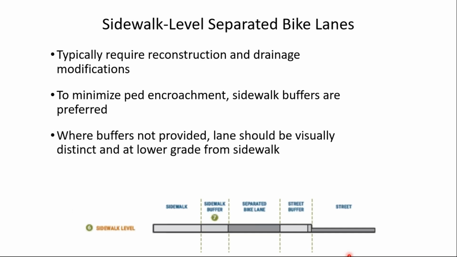So here's sidewalk level separated bike lanes. Notice here's the street over here on the right with the curb, and then the street buffer, and then the bike lane is at sidewalk level, and then the sidewalk is here. And so there needs to be some sort of sidewalk buffer, or as I said, some way so that the visually impaired know when they're moving from the sidewalk to the bike lane, to keep them on the sidewalk.